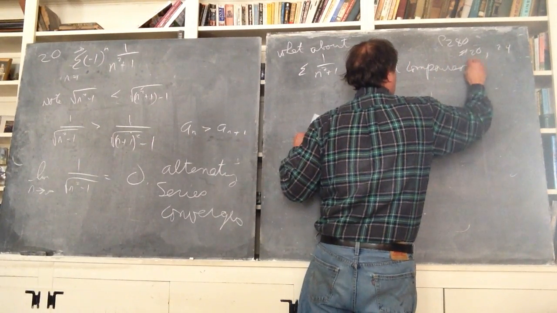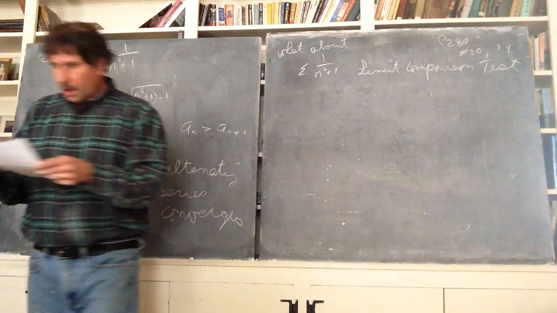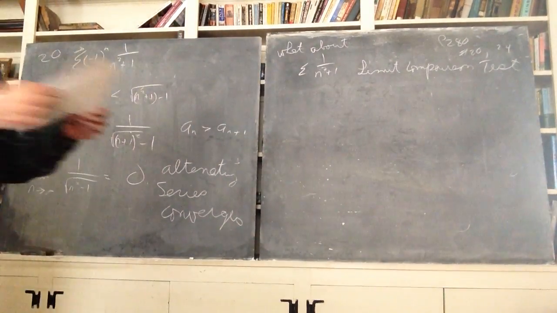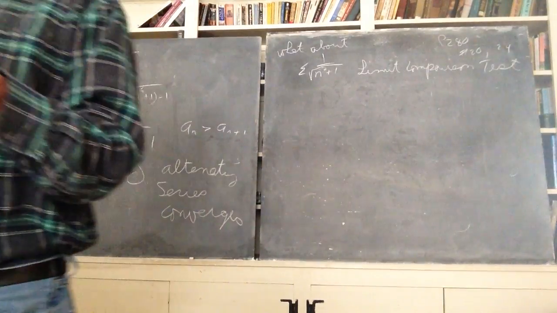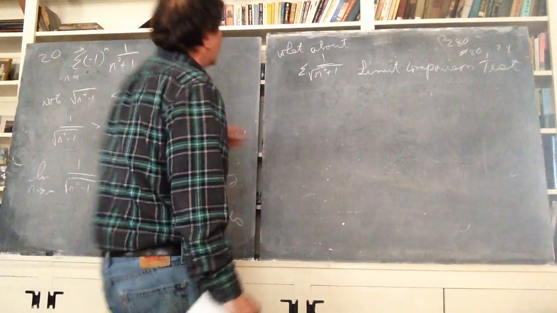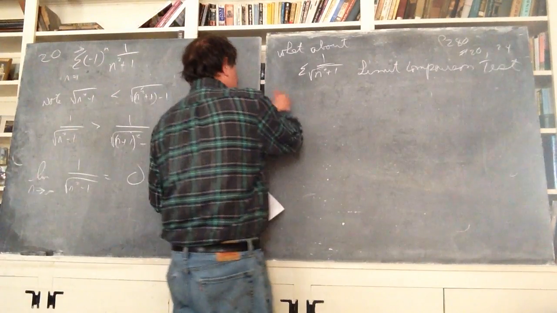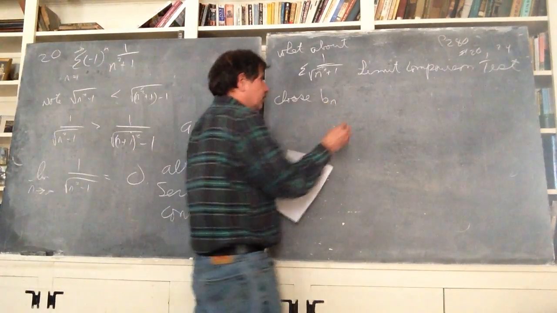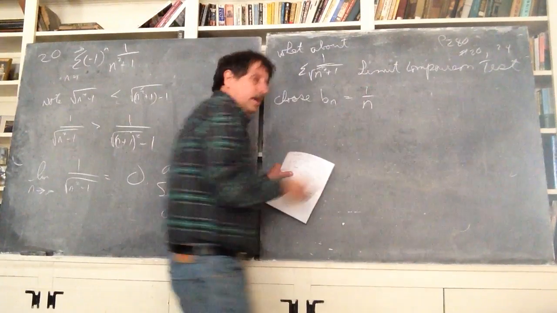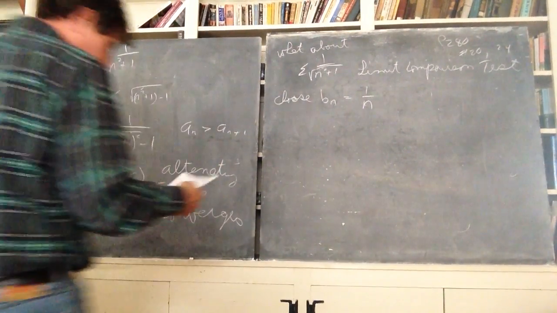Oh, I'm sorry, this is the square root. No, I wasn't going to use it, now I'm using the limit comparison test, because I can see as n gets big, this is kind of like 1 over n. So I'm going to choose another sequence to be 1 over n.